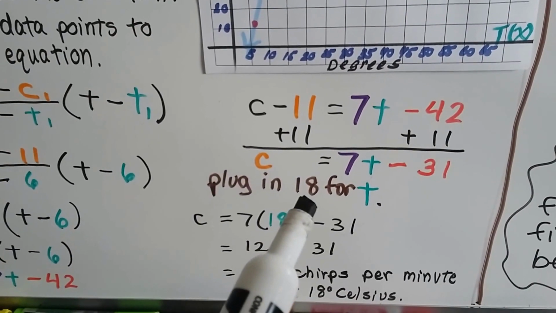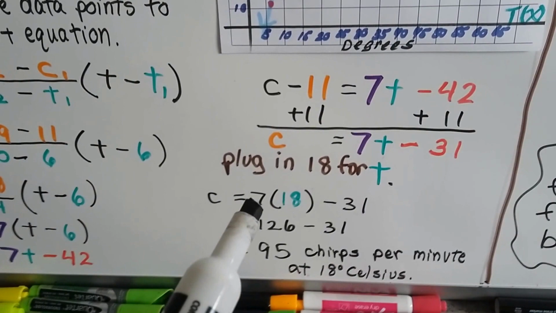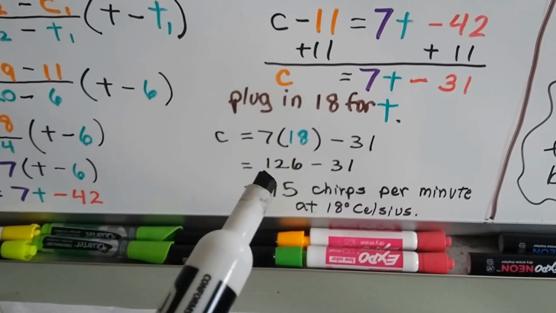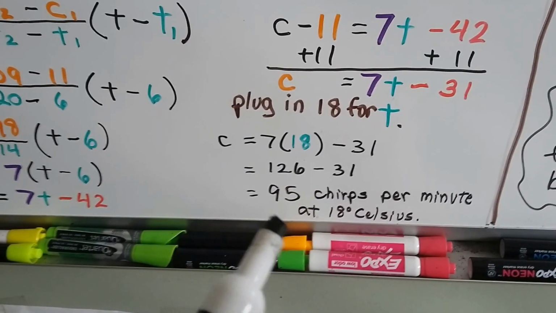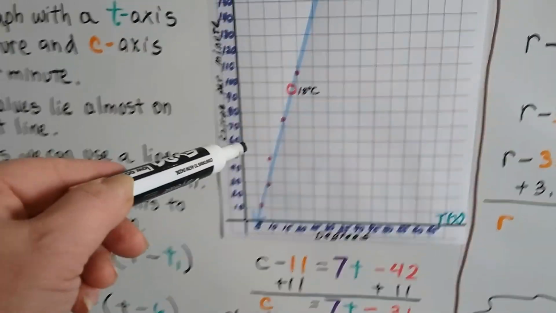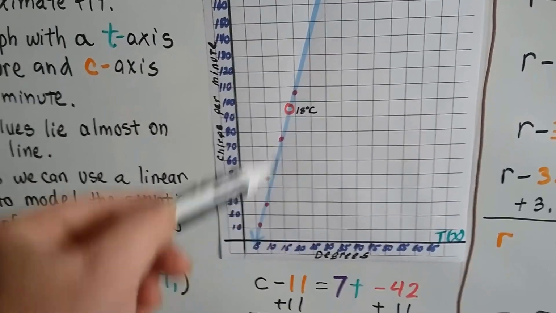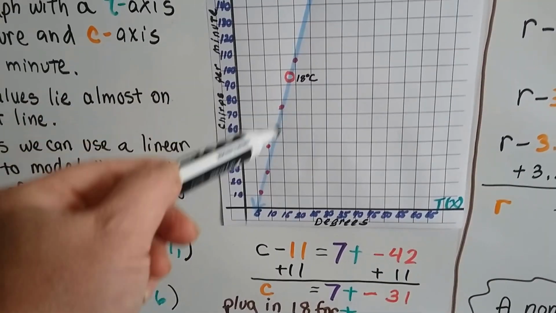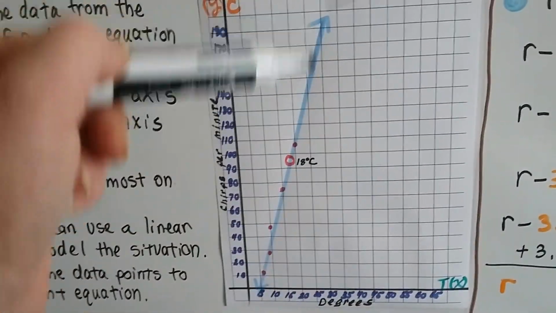Now what we have to do is plug in that 18 degrees Celsius for the t, as c equals 7 times 18 minus 31. That gives us 126 minus 31, which gives us 95 chirps per minute at 18 degrees Celsius. And that would put us about right here on the chart. So we had these other data points, and we used them as a guide to find information that was in between. You can also do it for information that's outside the given.